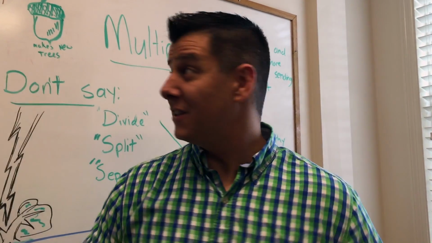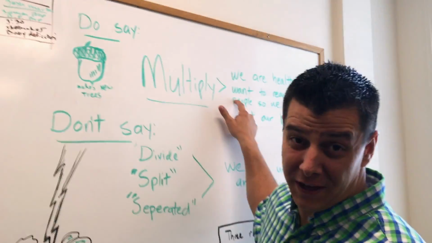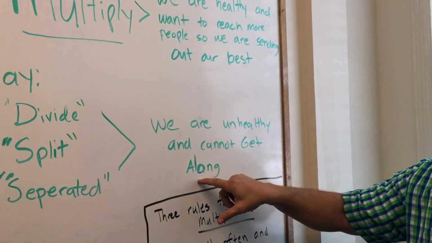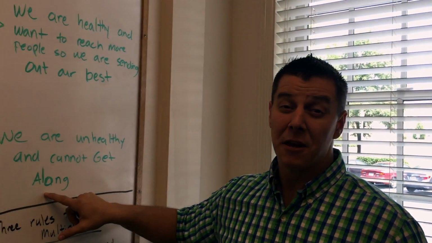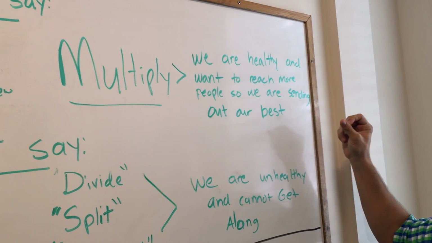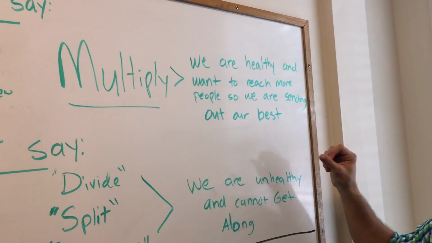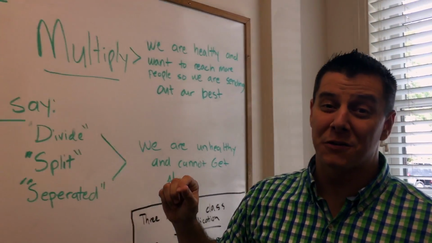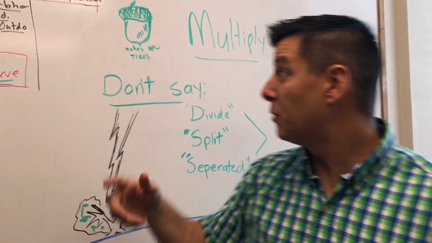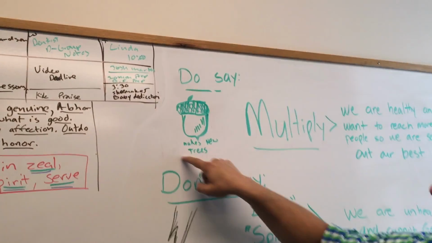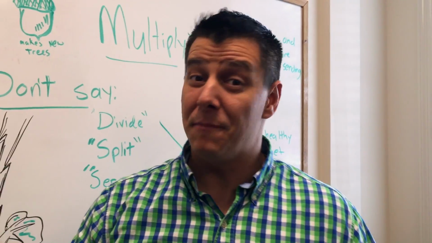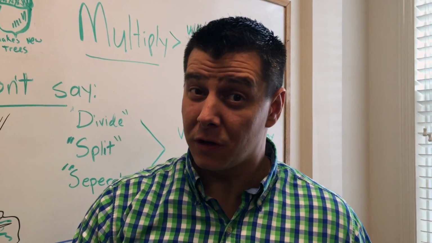Biblical multiplication is when something is healthy. Dividing means we are unhealthy and cannot get along, so we split. Multiplication means we are healthy and we want to reach more people, so we're sending out our best. I drew two pictures to kind of help you get the idea of the difference between multiplication and division. Multiplication is like an acorn. An acorn is a natural growth from a healthy tree that makes a brand new tree. That's what we want your classes to be.